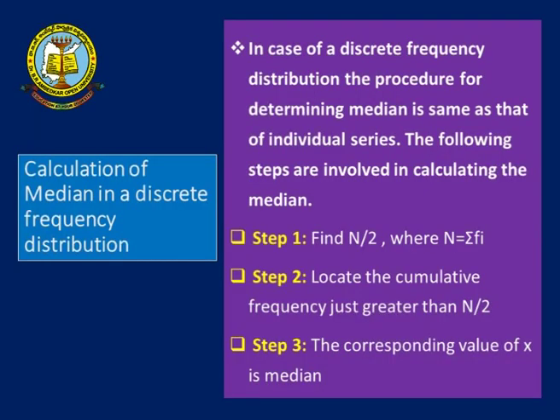Next, the frequency distribution process. First, find the N value, which is the sum of the frequencies, N = Σf, and then N by 2. Second, find the cumulative frequency just greater than N by 2. Third, the corresponding value of x is the median. This is for a frequency distribution.